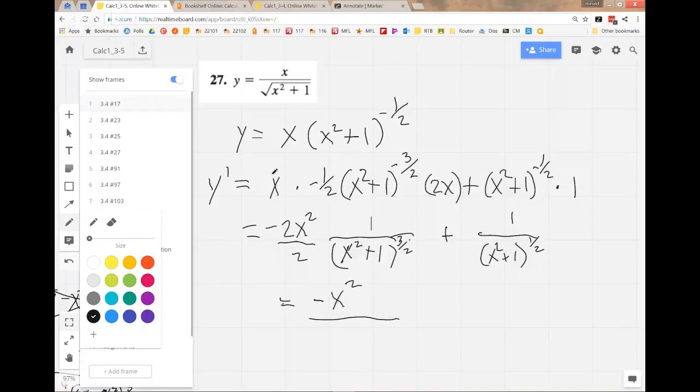Down here, let's write this in root form now. That's the square root of x squared plus 1 cubed, plus 1 over the square root of x squared plus 1.